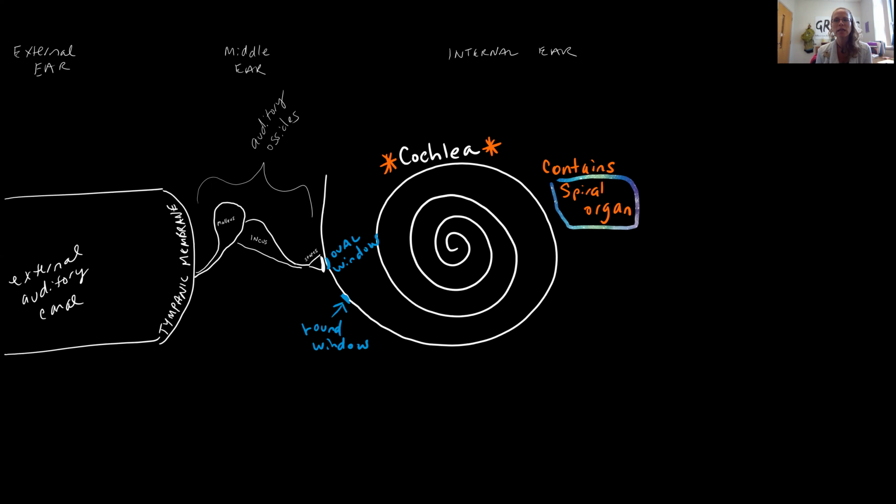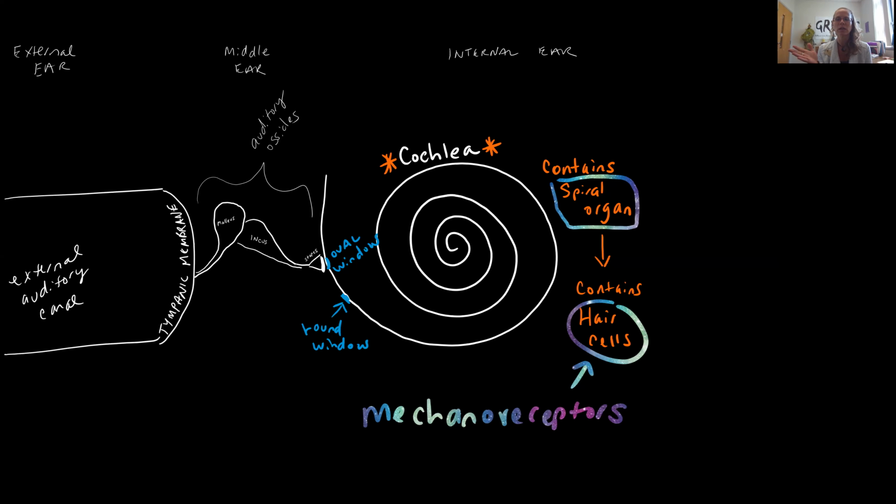Now, the cochlea is the part of our ear that's involved in hearing. You will see the structure called the spiral organ, or you might see it listed as organ of Corti, which is how I learned it. The spiral organ is located inside the cochlea. It is the spiral organ that's going to contain our hair cells, which are our mechanoreceptor cells.